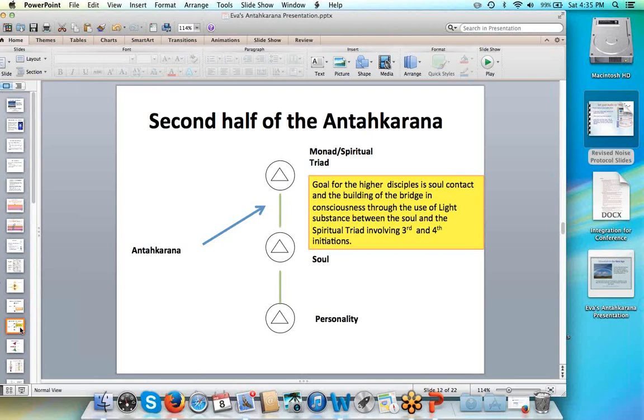So once there's a certain measure of that, and you can contact soul through meditation, then we can start working on the higher Antahkarana, the second half. So the goal for the higher disciples is soul contact and the building of the bridge in consciousness through the use of light substance between the soul and the spiritual triad. This involves already the third and fourth initiation. So you can see that this is for a higher level than what we are trying to work with, which is more this.